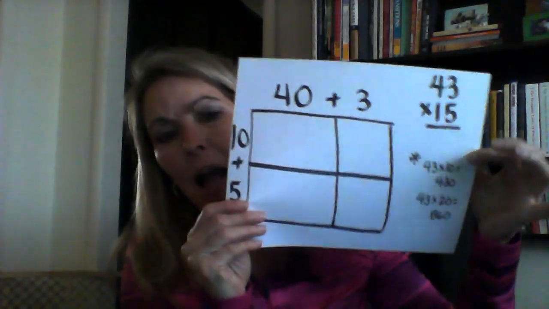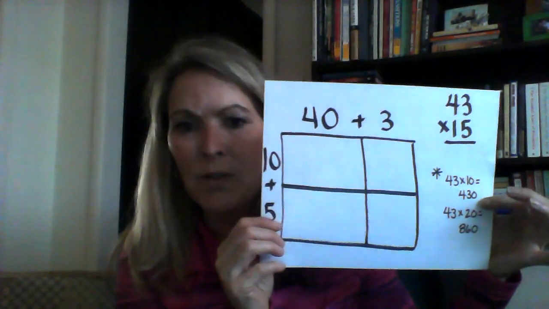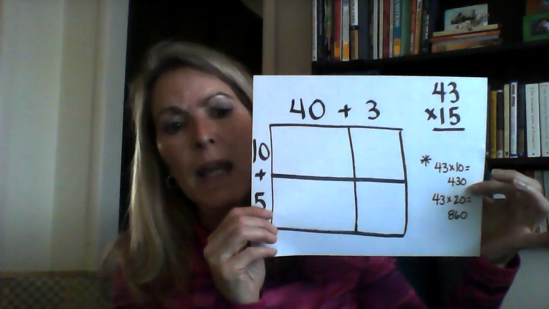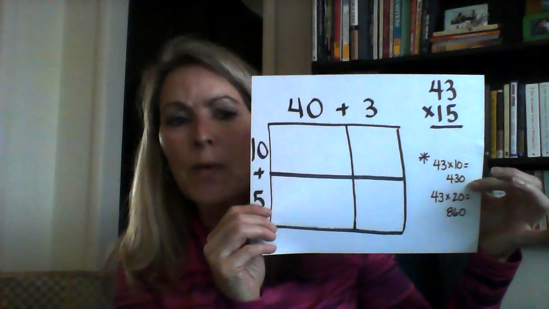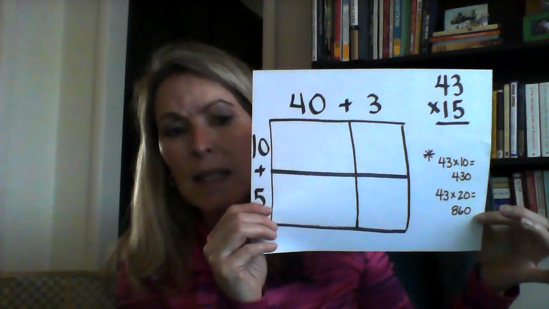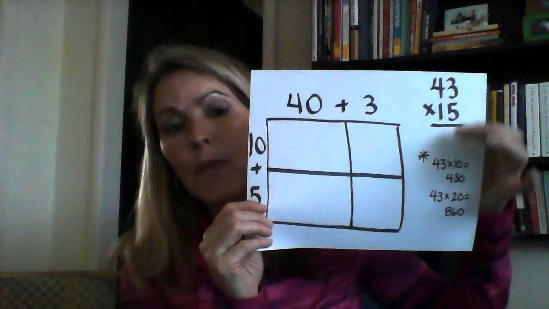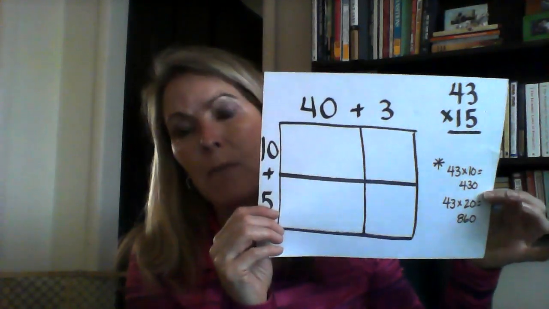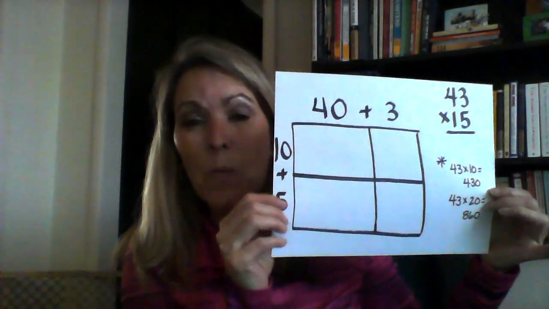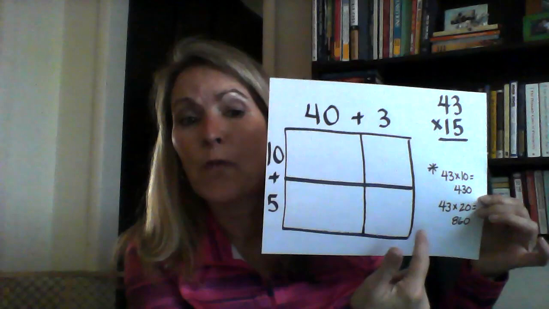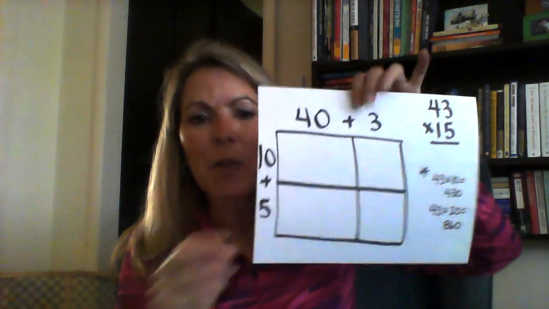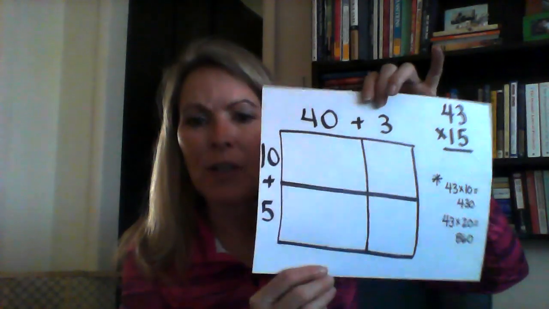Now over here, I always like to have my students give a little bit of an estimate of what they think the answer is going to be. In this case, if they say that 43 times 10 is 430, and then 43 times 20 is 860, 43 times 15 should be right between those two in the middle. So I would say it's going to be somewhere around 640. Okay, so that gives us a good starting point. So let's look at what happens whenever we actually do the multiplication.